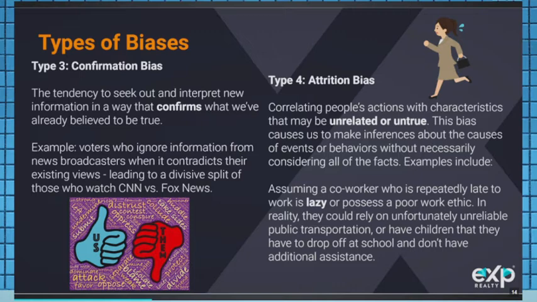Then we have attrition bias. This one's a little more complicated. This is correlating people's actions with characteristics that may be unrelated or untrue. This bias causes us to make inferences about the causes of events or behaviors without necessarily considering all of the facts. Good example of this one is assuming a coworker who is repeatedly late to work is lazy or possesses a poor work ethic. In reality, they could rely on unfortunately unreliable public transportation or have children that they have to drop off at school and don't have additional assistance. So this is when you make an assumption about someone that then causes a bias. That's attrition bias.